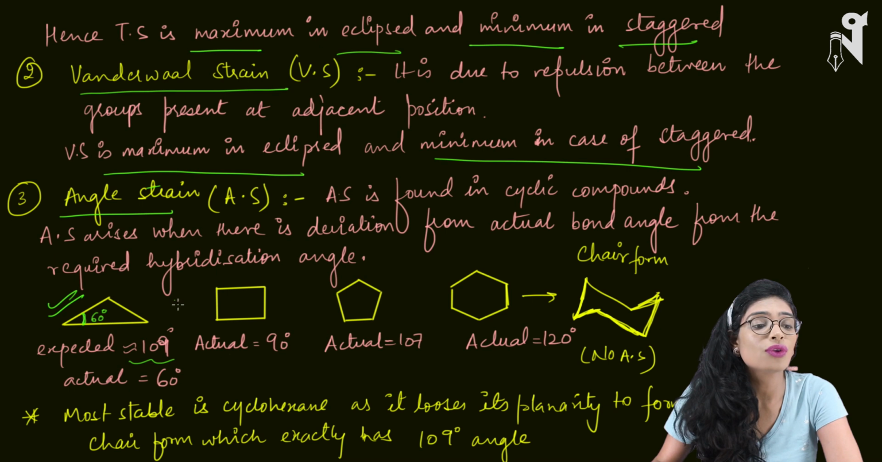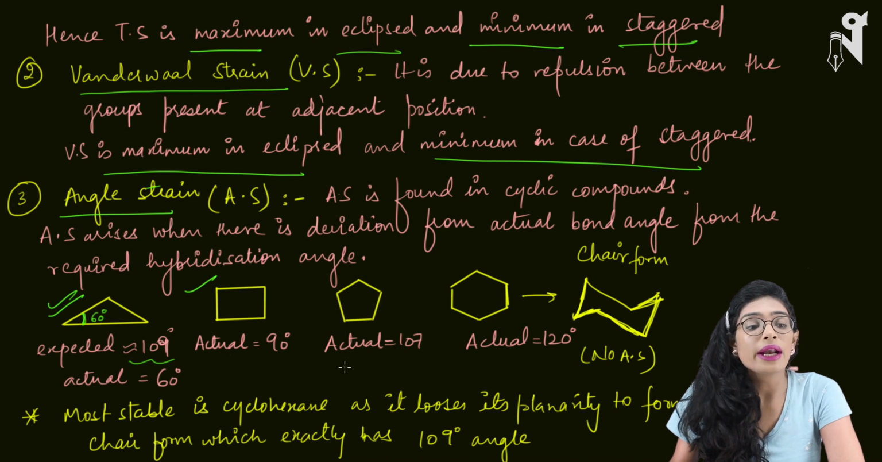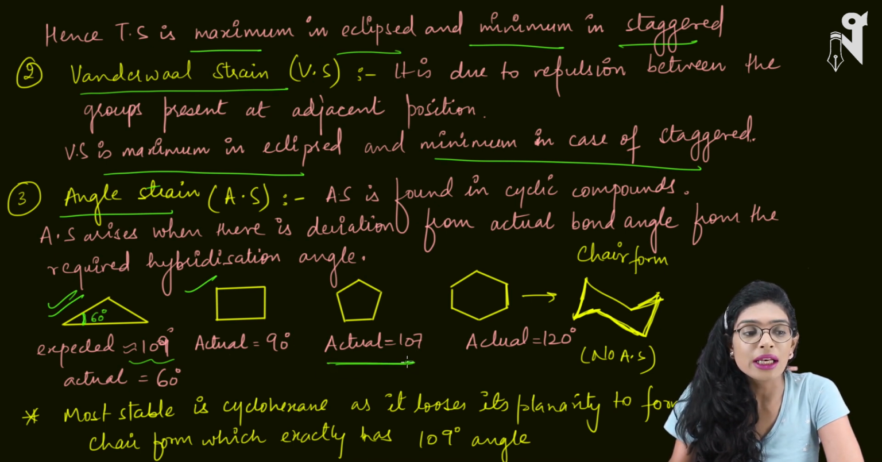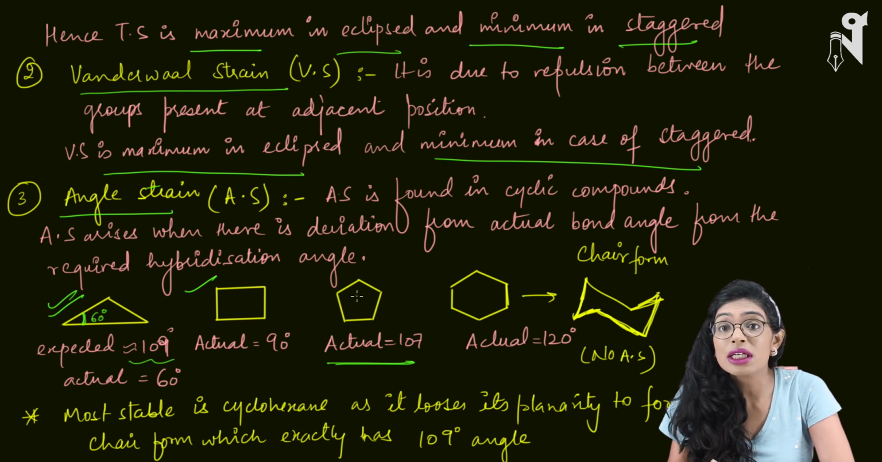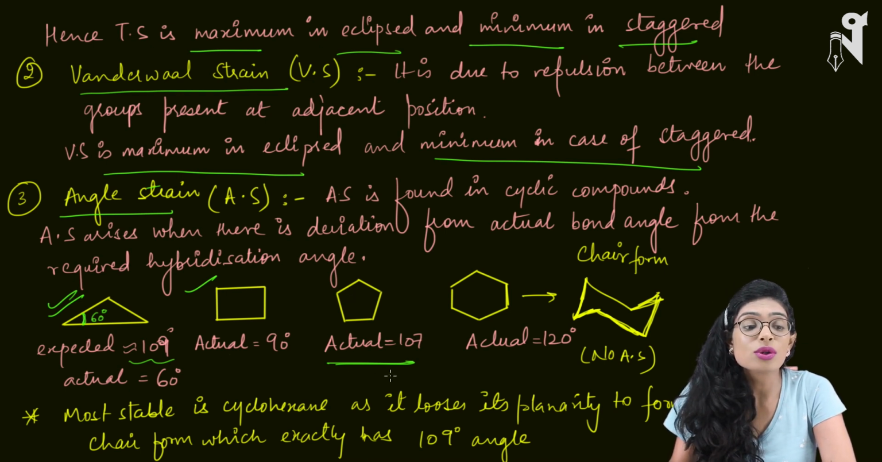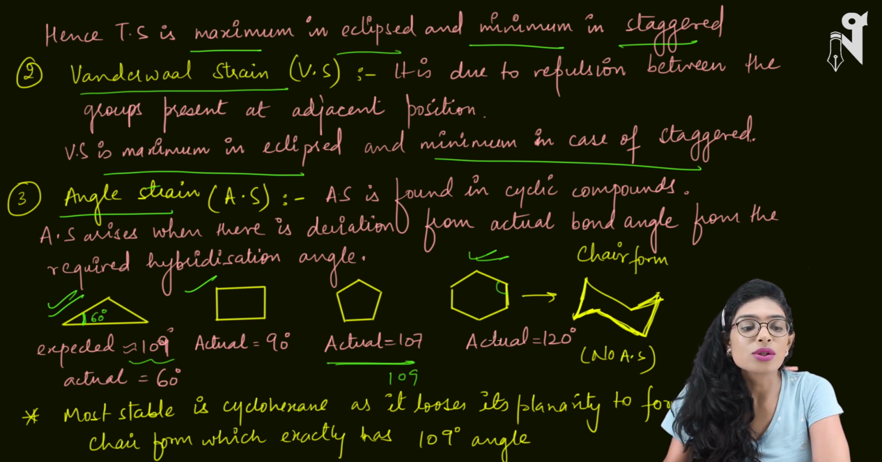Now, the same is the case for cyclobutane. Here the actual angle is 90 degrees, whereas the expected angle is 109 degrees. You look at cyclopentane. Now here you can see in cyclopentane the actual angle is somewhere around 107 degrees, whereas the expected is 109. So it is very close to expected. Okay. Now look at cyclohexane. The actual angle is around 120 degrees, whereas the expected angle is 109 degrees.